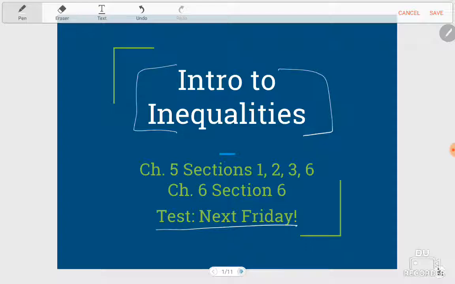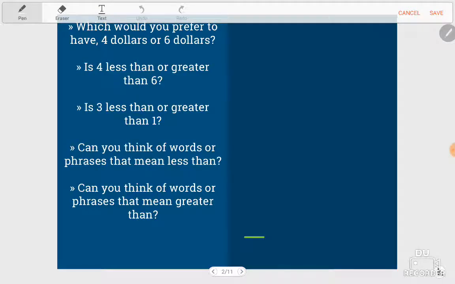So, looking here, we talked about, which would you prefer to have, $4 or $6? Why $6? Well, because 6 is greater than 4, or in other words, 4 is less than 6. Okay, is 3 less than or greater than 1? Well, we know 3 is bigger than 1, or it's greater than 1.